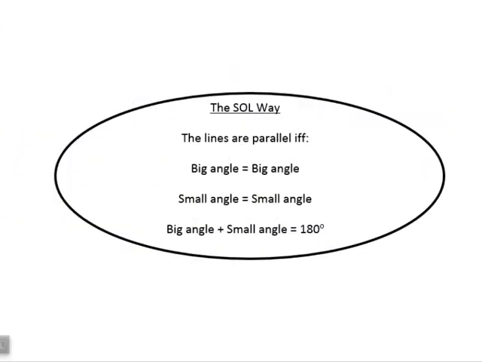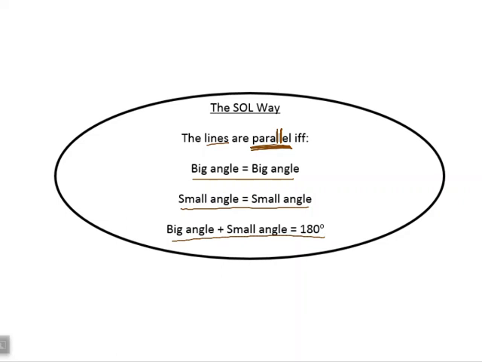Now, when we have parallel lines, it's important to remember that the lines will be parallel. And notice in the word parallel, the double L, that's the symbol for parallel. The lines will be parallel if and only if the big angle equals the big angle, the small angle equals the small angle, and the big angle plus the small angle equals 180 degrees.